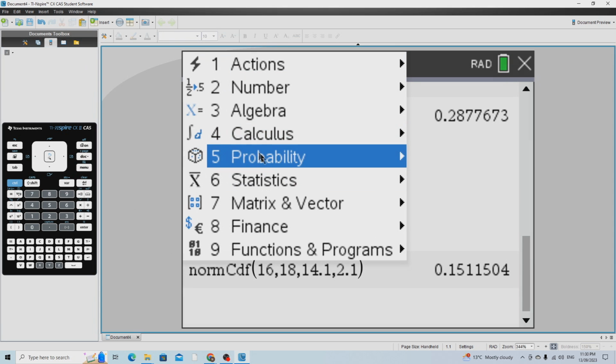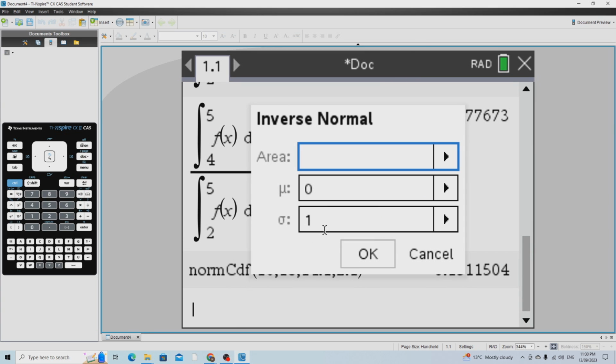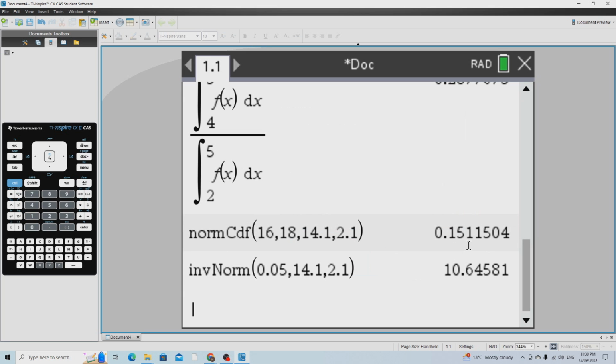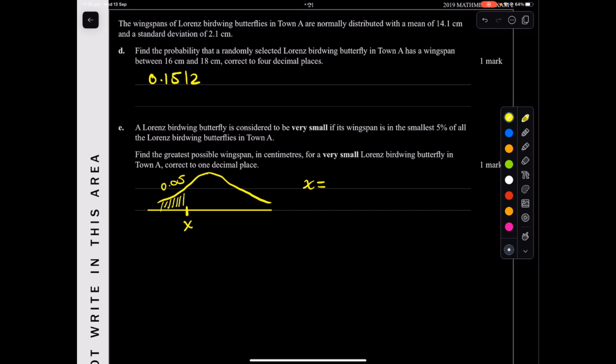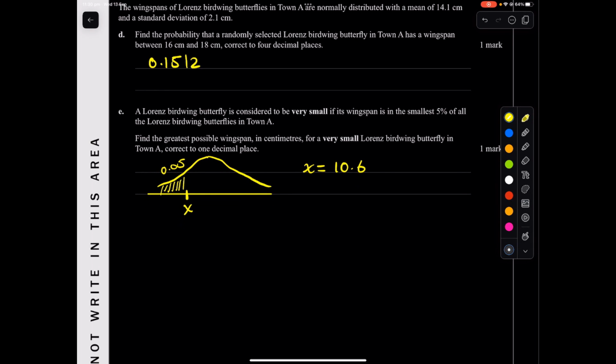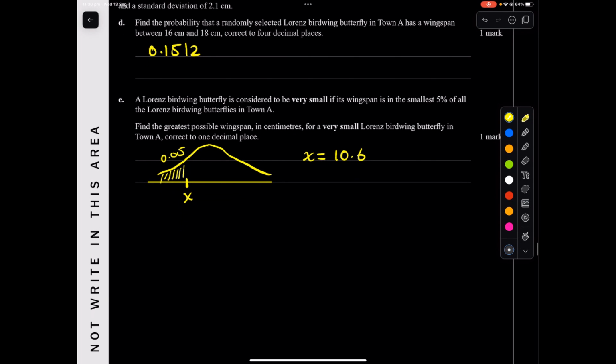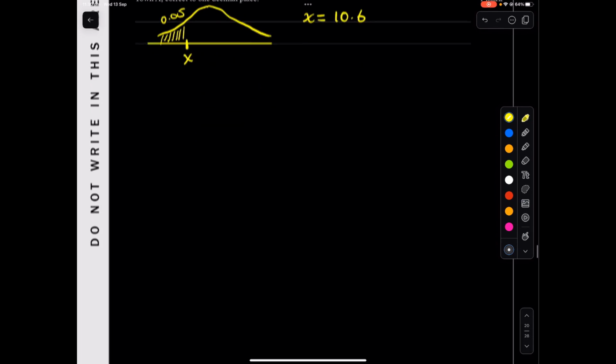Just go on menu, probability distributions, go on inverse normal. The area is 0.05. Your mean is 14.1 and your standard deviation is 2.1. Enter that, and that gives you this. Perfect. So to 1 decimal place, it's 10.6. Does that look right? To 1 decimal place, looks good. The greatest wingspan for a very small butterfly in town A. Okay, that's that.